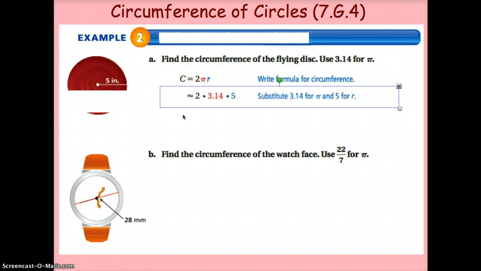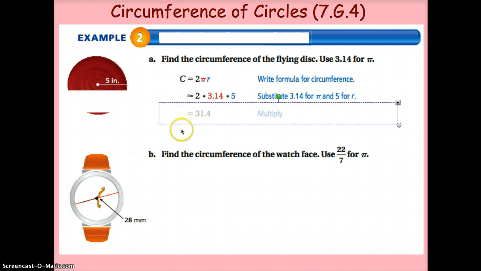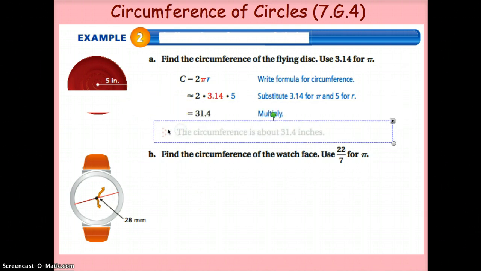Okay, we're going to go ahead and multiply all those together. And we'll find out we have 31 and 4/10. The circumference is about 31 and 4/10 inches. Notice they say about, and that is of course because we used our approximation for pi.